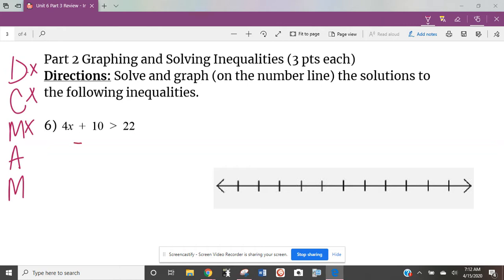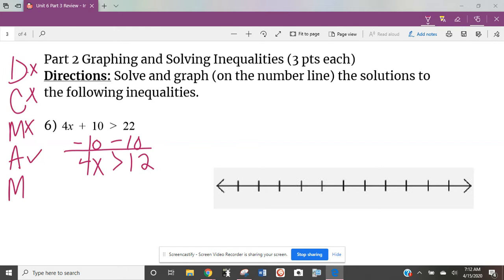So first I'm going to subtract 10 from both sides. Okay, I'm subtracting 10 because we have 4x plus 10. I want to get x by itself. And if I subtract 10 from both sides, it will keep the inequality balanced. And remember, this is the same steps we use when we are solving equations. So 4x is greater than 12.